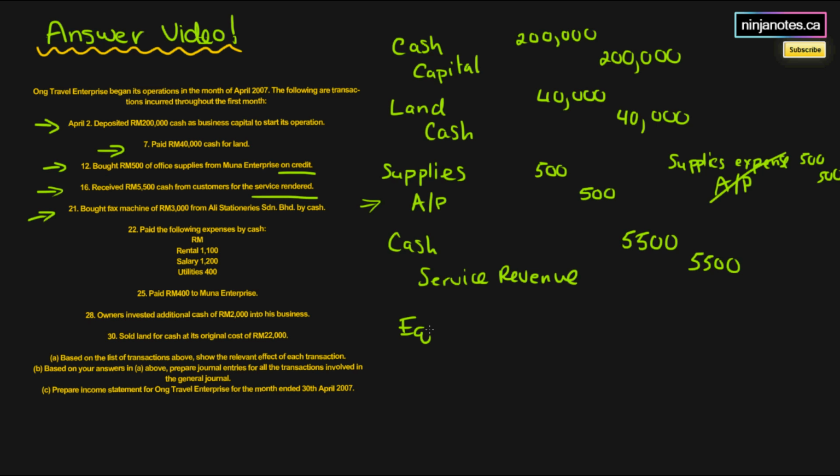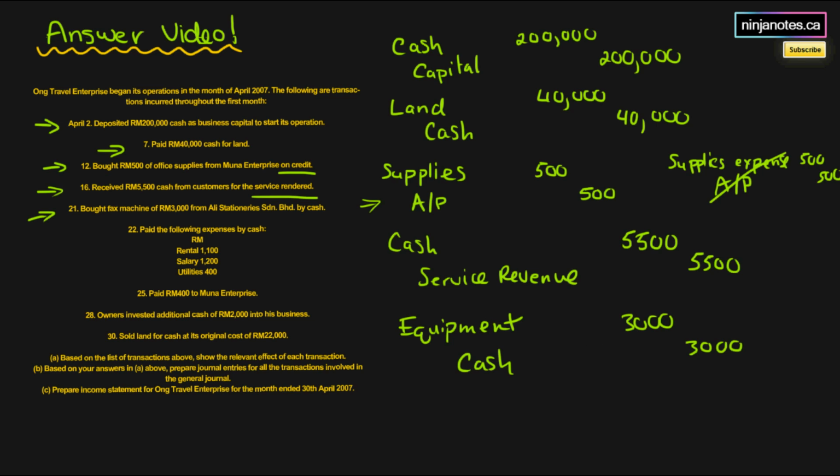Next one is we purchased a fax machine. Fax machine is considered equipment. And equipment is an asset, so we're increasing this asset by debiting it, and we're using cash. So debit equipment 3,000, credit cash 3,000.